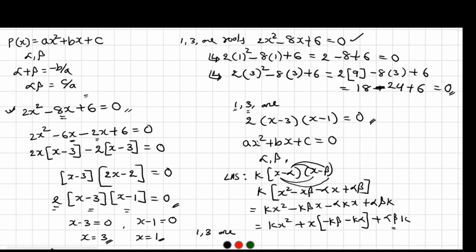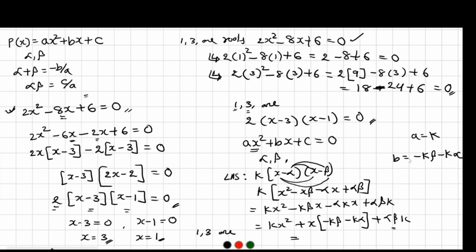If you compare the equation here, this is the quadratic equation. When you compare this equation, what is the x square coefficient here? K is the x square coefficient, a, so we can derive from this that a is equal to k. What is the x coefficient? It's the b here, so b is equal to minus k into beta minus k into alpha, right?